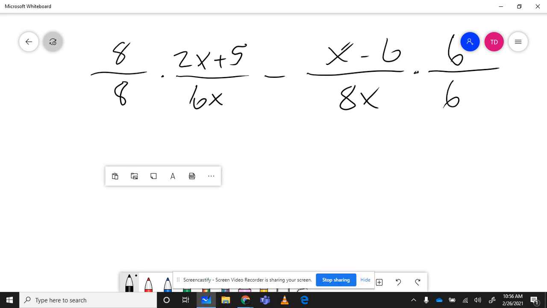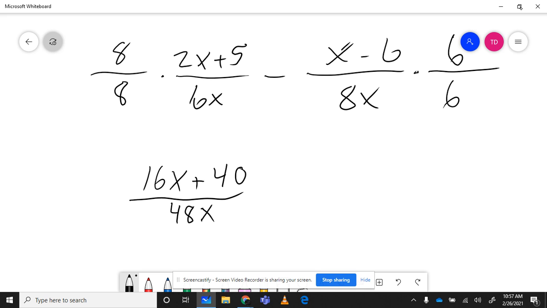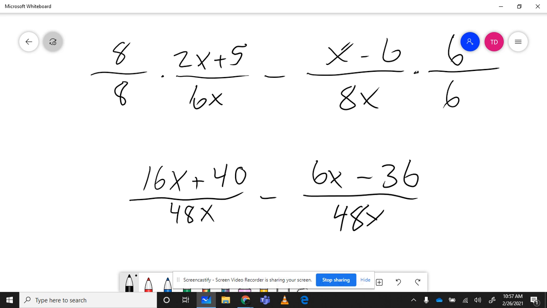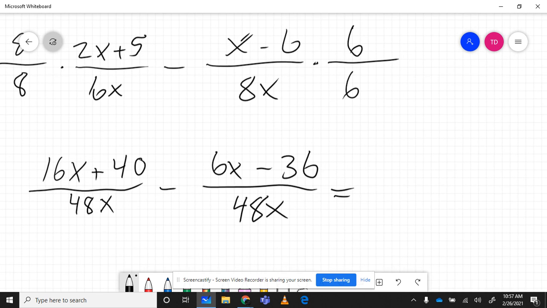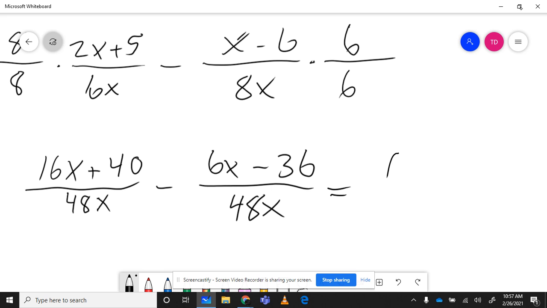Okay, so on the left side, does that look right? Yeah, I think so. I am going to get 16x plus 40 over 48x. And on the right side, I'm going to get 6x minus 36 over 48x. And then at this stage, I can actually put those two fractions together. So 16x minus 6x would be 10x.